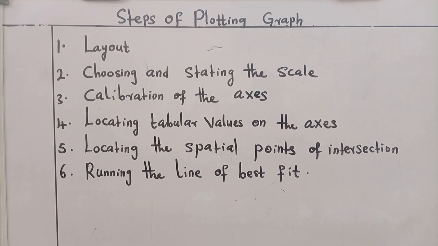The second one is choosing and stating the scale. The third one is calibration of the axis. The fourth one is locating tabular values on the axis. The fifth one is locating the spatial points of intersection. And the sixth one, running the line of best fit.